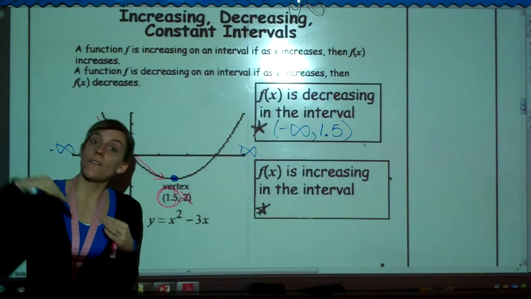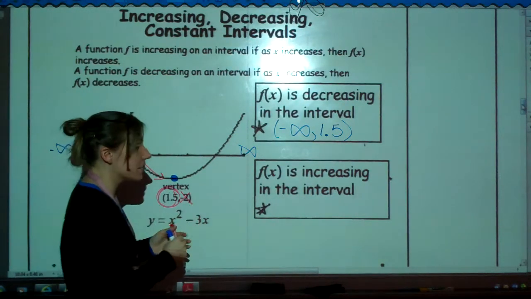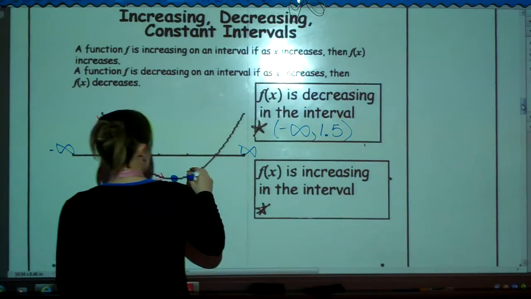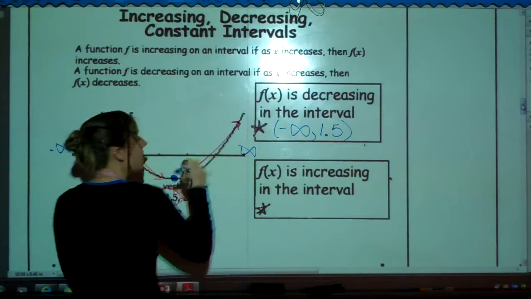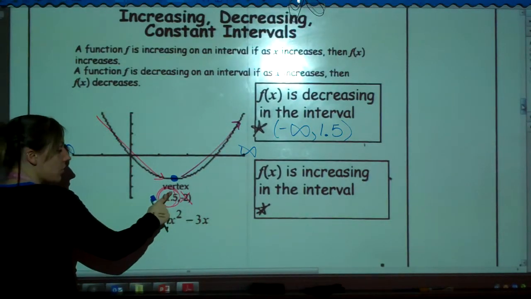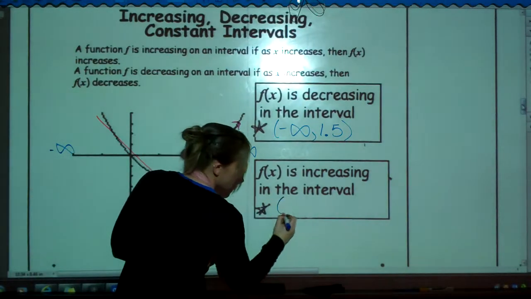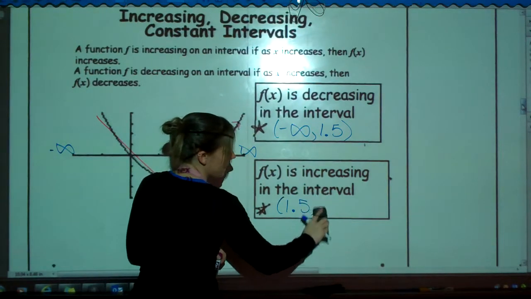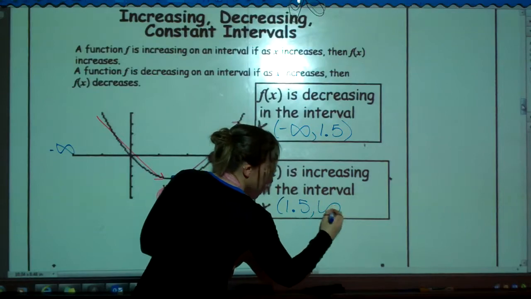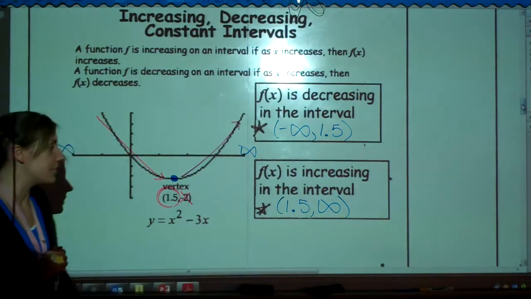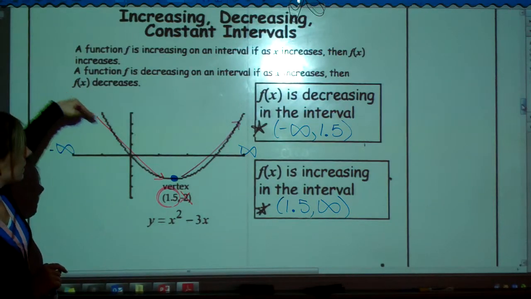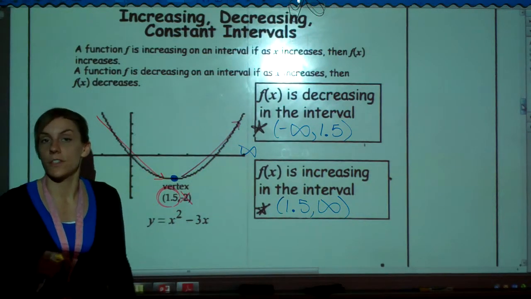And then since 1.5 is where it turns, that means it's going the opposite direction, usually. So that means it's now increasing, it's now going up. So it starts at 1.5 where it goes up, but then it goes up forever, pardon me. So it goes off into infinity, positive infinity. Okay? So decreasing is where it's going down, increasing is where it's going up.